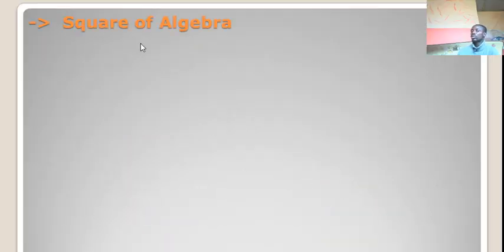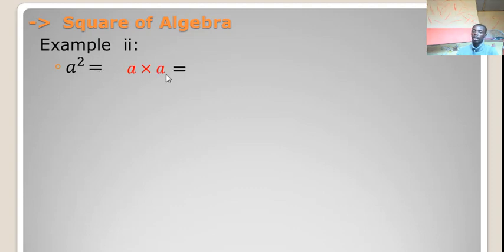Now squares of algebra. When I say algebra, it means using alphabets and numbers together. For instance, in these examples, here we have x squared. Like we did in the previous page, x squared simply means x multiplied by x. Now here a squared equals a multiplied by a, and that is still giving us a squared. There is no other way we can express it.